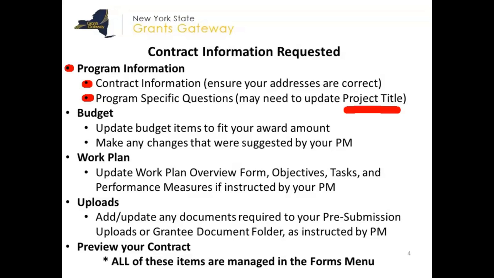Another item that you might need to work on is the budget. Like I said, maybe your budget was higher than what you were awarded, or maybe there's some things that need to be moved around. So you could update your budget items to fit your award amount or make any changes that were suggested by your PM. I know for a lot of these contracts, especially the LGBTA contracts, there probably aren't too many budget changes that need to be made.